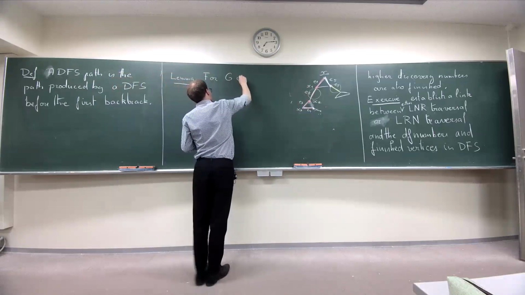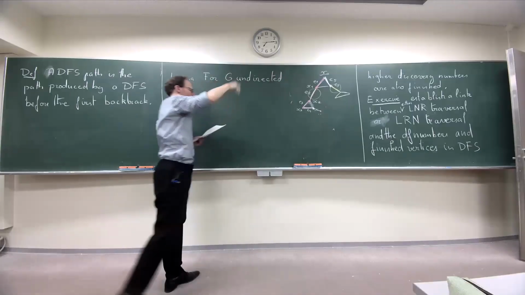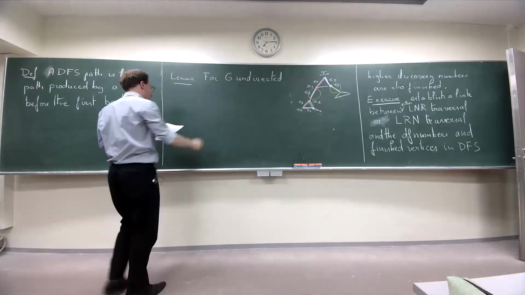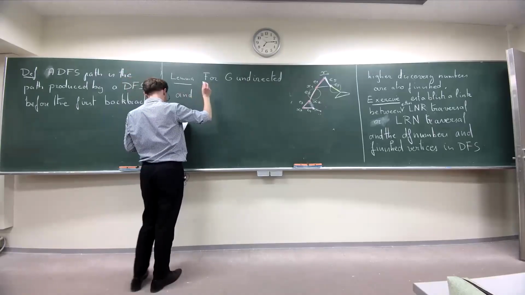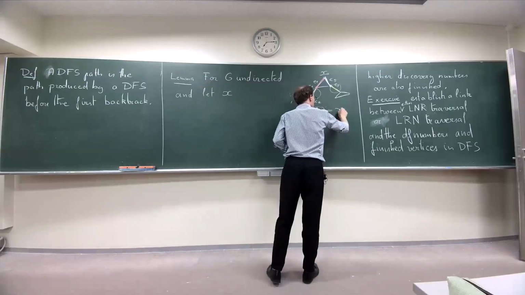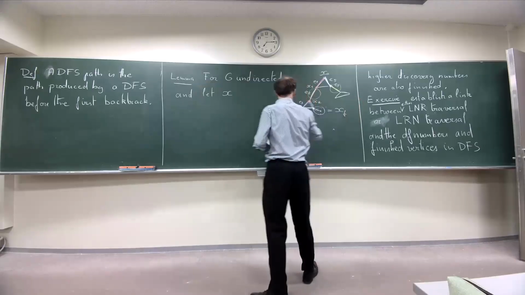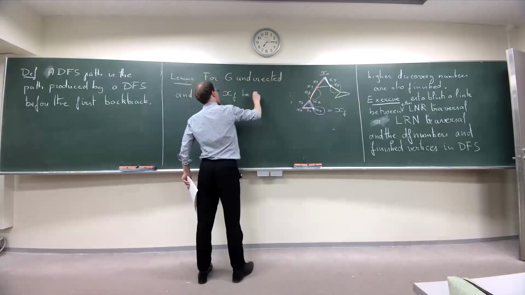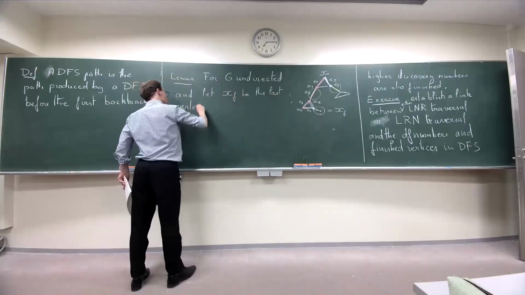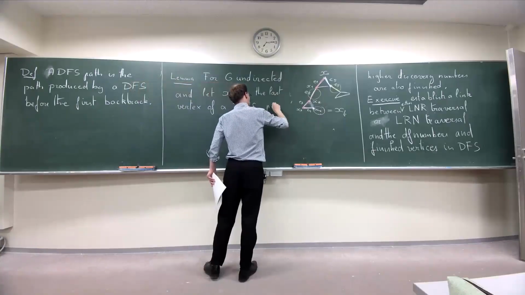I take an undirected graph. In this topic, it's mostly undirected because otherwise it stopped too quickly most of the time. And let X, I need to give a name. So this one, the last one, I will call it XF, or finished. Let XF be the last vertex of a DFS pass.